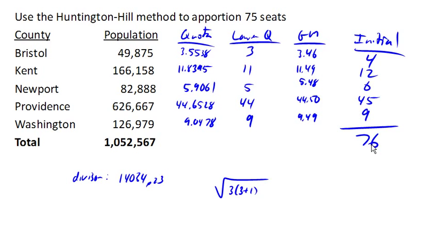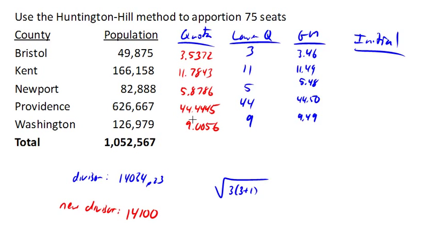That's not a good thing. And so that means we're going to need to change our divisor. So like we did with Webster's method, let's try increasing our divisor up to 14,100. So after calculating our new quotas, the lower quotas are the same, the geometric means will be the same.